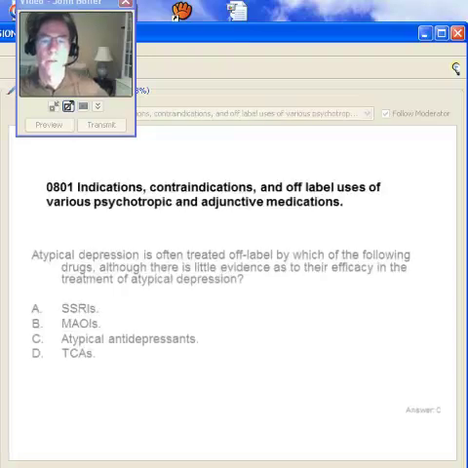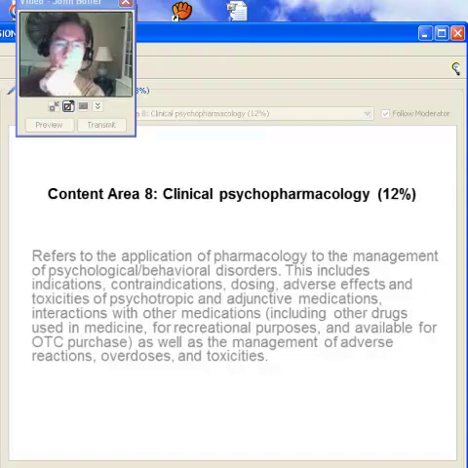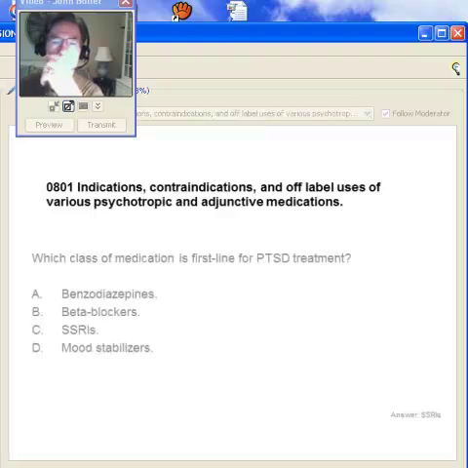And then 8, okay, this section. There's no title. Here it is. All right. It refers to the application of pharmacology to the management of psychological behavioral disorders. This includes indications, contraindications, dosing, adverse effects, toxicities, etc. So we'll skip through this pretty quickly as well. Okay. So you have indications and contraindications, off-label uses, that type of thing.